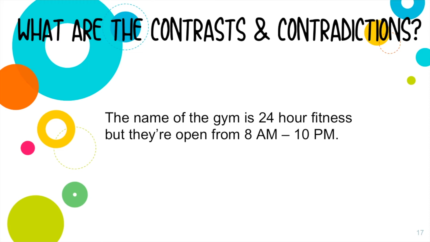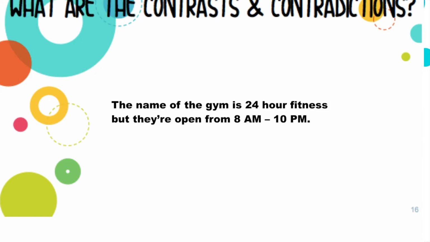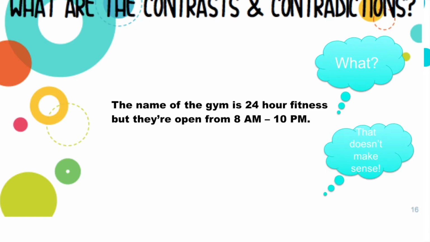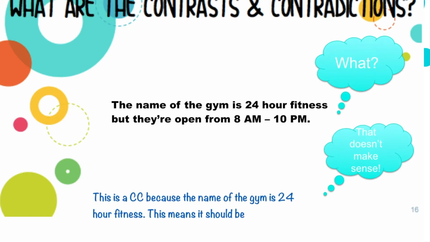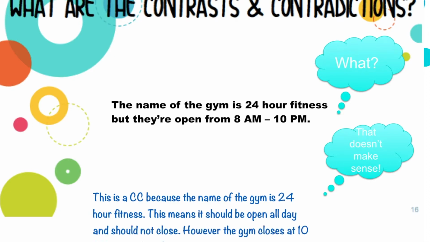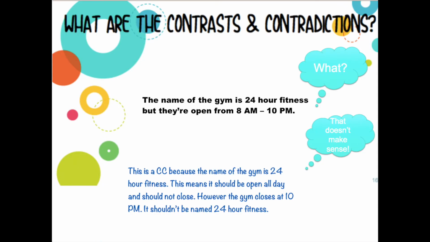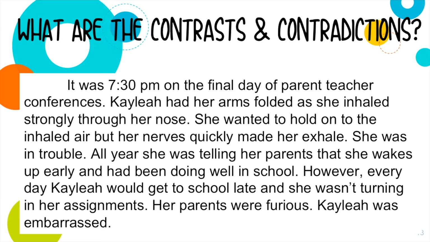Here's an example from text. The name of the gym is 24-Hour Fitness, but they're open from 8 to 10 p.m. This is a contrast and contradiction because the name of the gym is 24-Hour Fitness. So that means this gym never closes. However, we see the opening and closing hours. So it's not 24 hours. It's more like 14 hours.